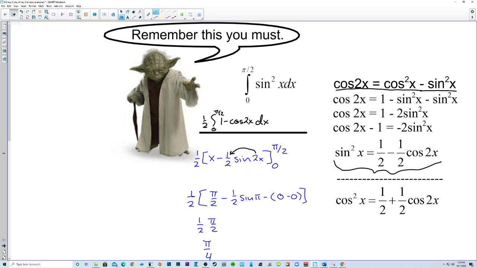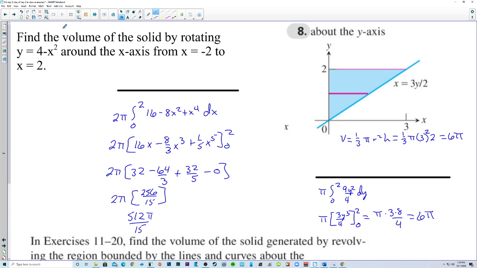At this point in the class, I'm going to focus a little less on doing the integral and more just on the setup. I assume you know how to do the integral. All right, anyway, find the volume of the solid by rotating y equals 4 minus x squared. We're going to rotate that around the x-axis, but just from -2 to 2. So let's make a sketch of this. Here's the parabola, -2 to 2.